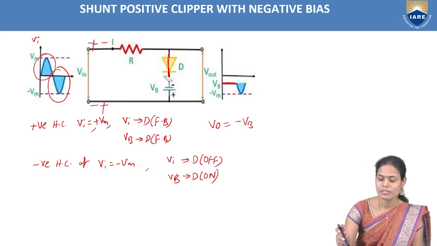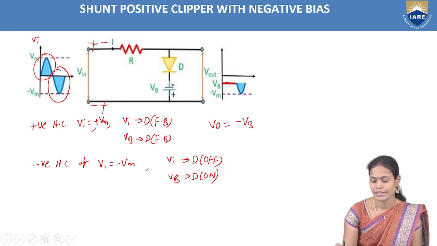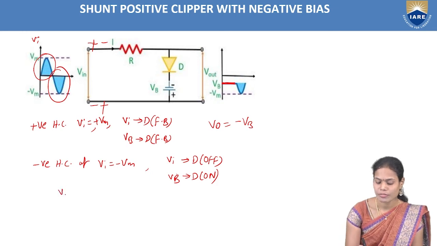So in this case, once Vi is less than the battery voltage, what will happen? If Vi is greater than the battery voltage, what will happen? We have to see.